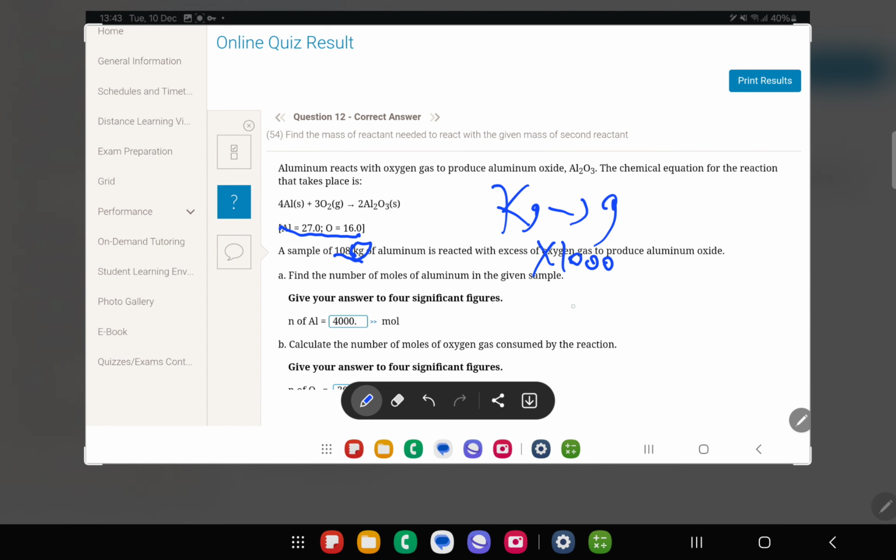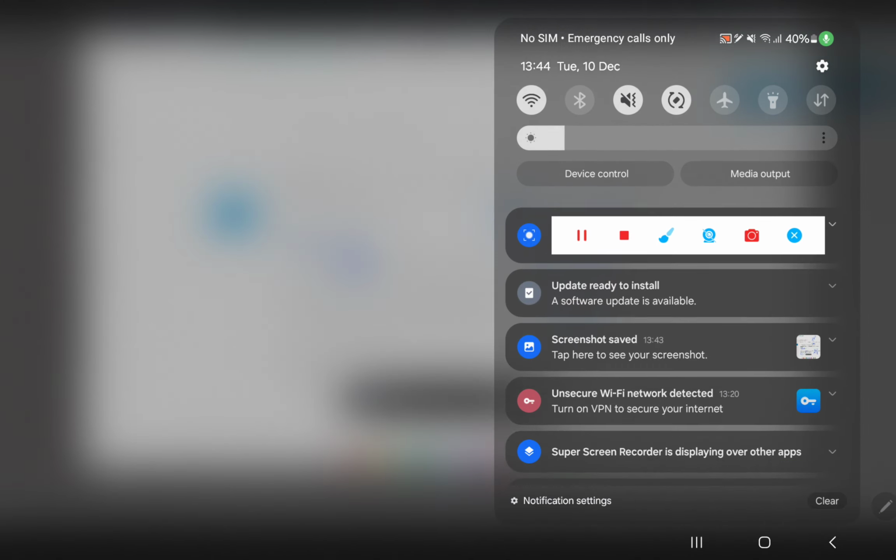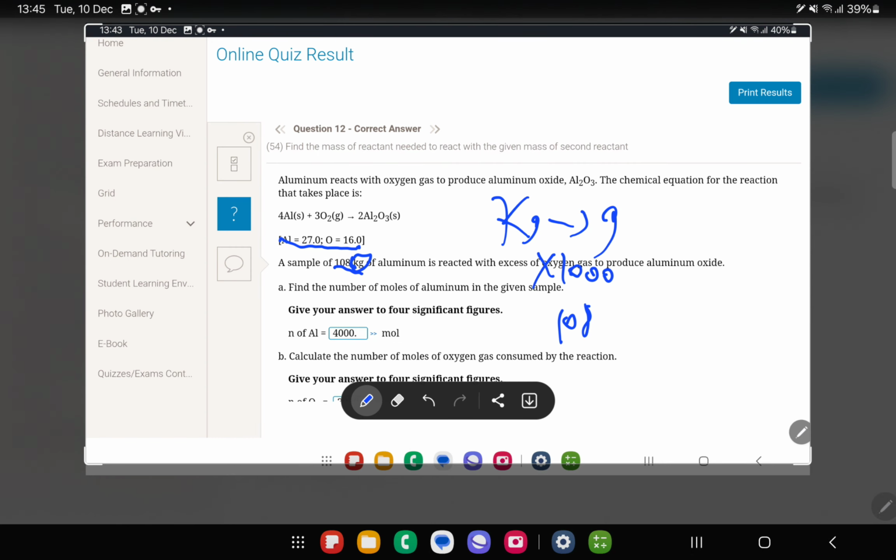So kg into G, we have to multiply by 1000. So 108 times 1000 will be 108,000 over the molar mass of Al. If they want us to find the number of moles of aluminium, we use the mass of aluminium and the molar mass, which is 27. We divide 108,000 divided by 27, which is 4,000. Now, they wanted 4 significant figures, so we add a dot after it.